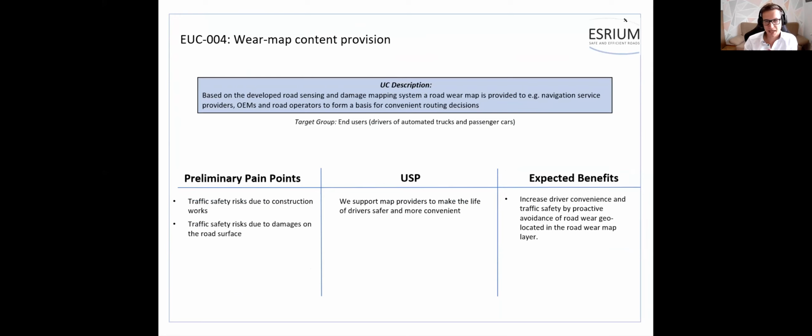The biggest pain points identified here are, for example, the traffic safety risks due to construction works or the safety risks due to damages on the road surfaces. The road wear map, on the other hand, might increase the driver convenience and traffic safety by proactively avoiding road wear geolocated in the road wear map layer. The general focus here is also on the compatibility of the data in order to reach the broadest possible mass of road users. And furthermore, the maps need to have an appropriate accuracy and receive regular updates to ensure meaningful use in practice.